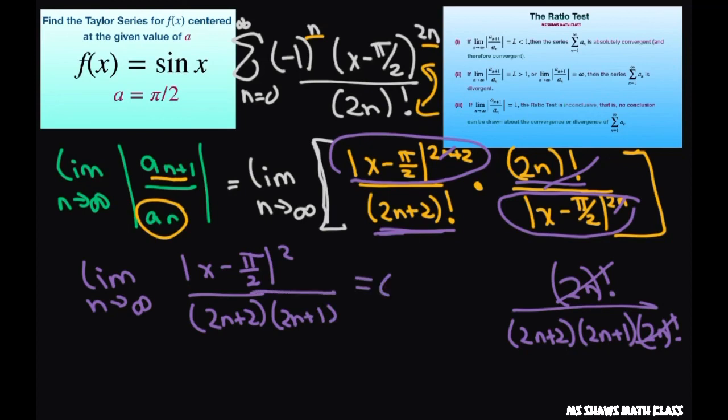Now, this equals 0, which is less than 1 for all x. And so that means our radius of convergence is infinity.